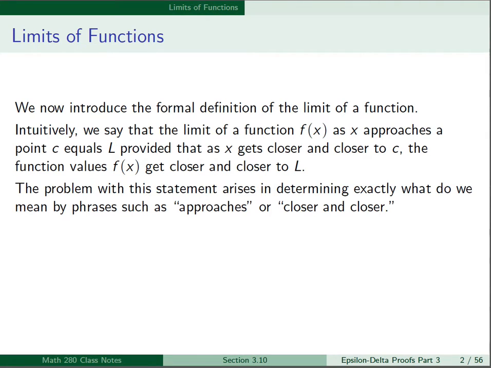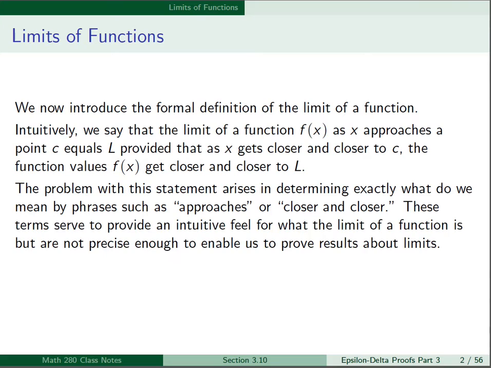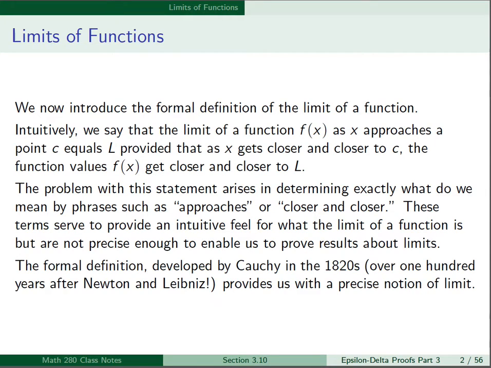The problem with this statement arises in determining exactly what we mean by phrases such as approaches or closer and closer. These terms serve to provide an intuitive feel for what the limit of a function is, but are not precise enough to enable us to prove results about limits. The formal definition, developed by Cauchy in the 1820s, which was over 100 years after Newton and Leibniz, provides us with a precise notion of a limit.